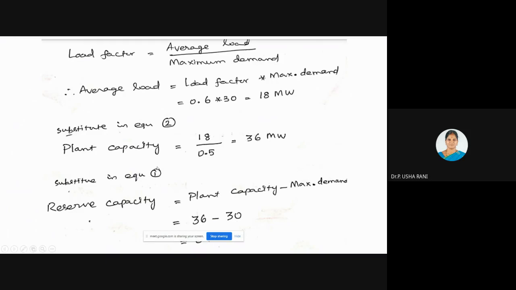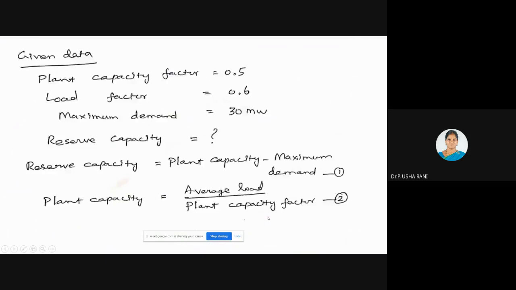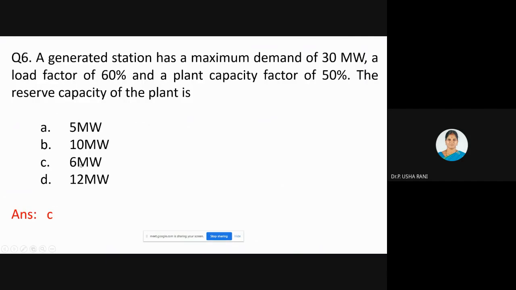I'm going to use it in equation 1, to calculate reserve capacity, which is equal to plant capacity minus maximum demand. Plant capacity value is 36 megawatt calculated, minus maximum demand given in the question as 30 megawatt. So the answer is 6 megawatt. So option C is the correct one.